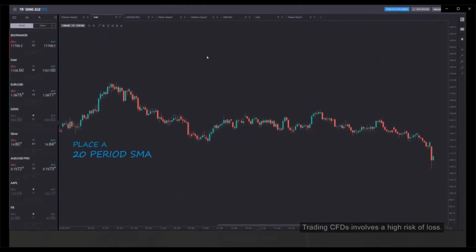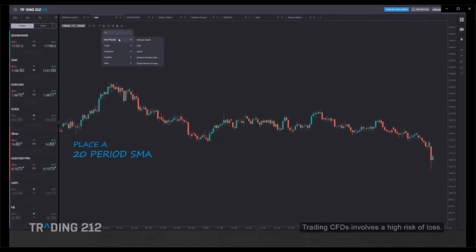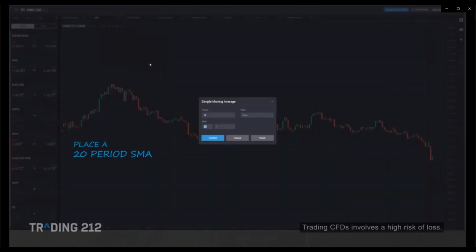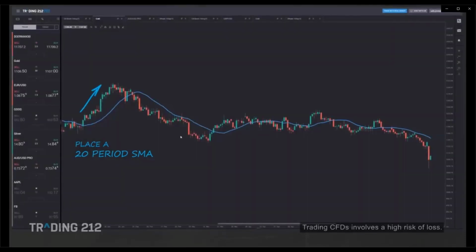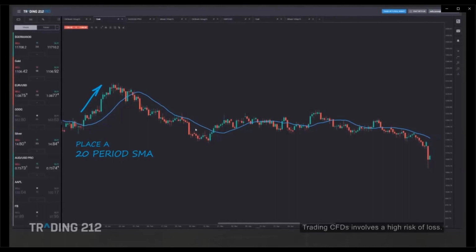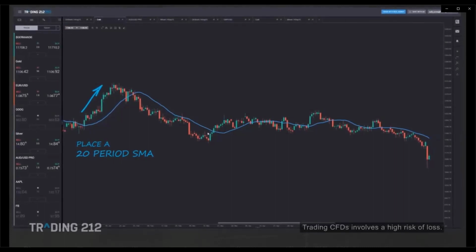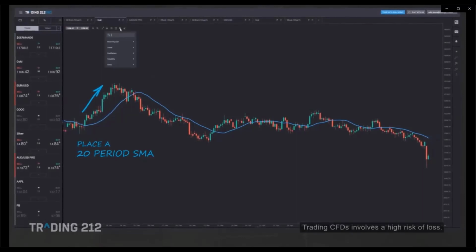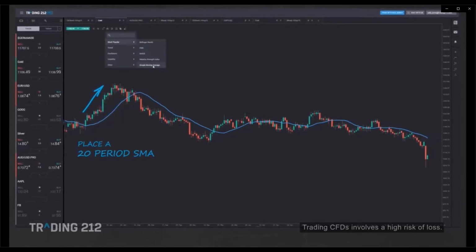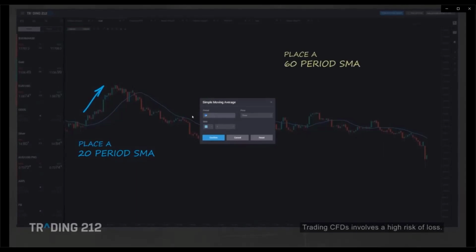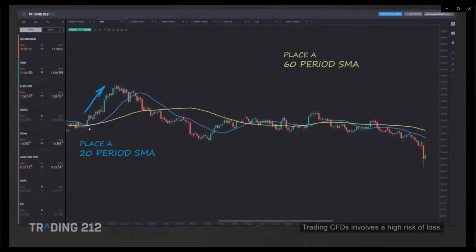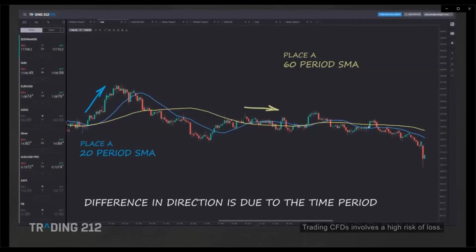In this chart, when we place a 20-period simple moving average by clicking the indicator icon and setting the time period to 20, we can clearly see that it indicates an uptrend. Yet when we place a 60-period simple moving average in the same way, we see that it shows the price in a range with no clear upward or downward trend. The difference in the direction of the trend portrayed by the moving average is due to the time period.